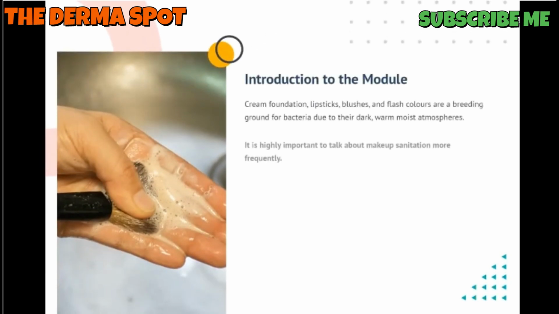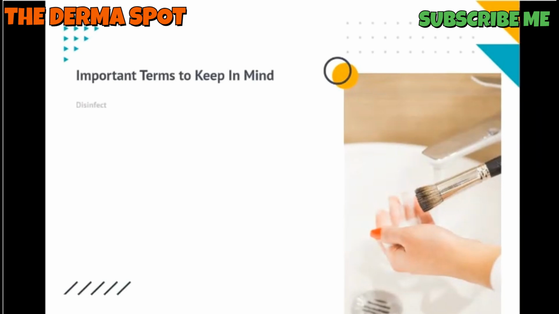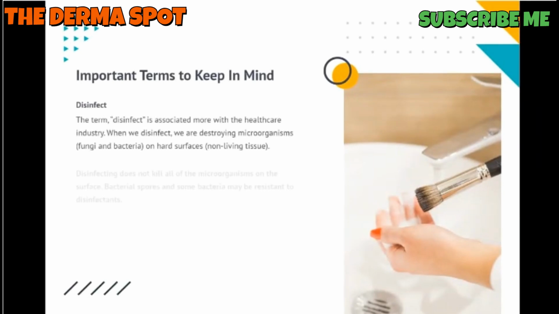Cream foundations, lipsticks, blushes, and flash colors are a breeding ground for bacteria due to their dark, warm, moist atmospheres. It is highly important to talk about makeup sanitation more frequently. The important terms to keep in mind.